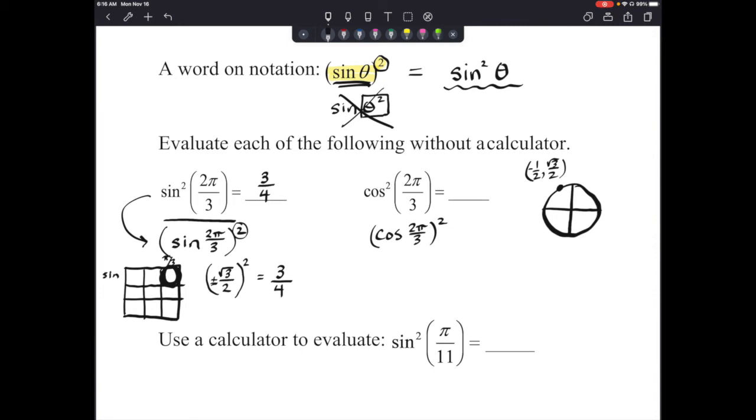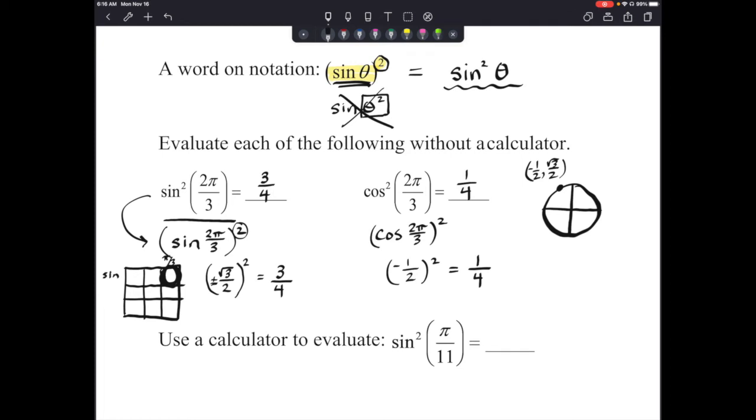So as we take this and we write it out, we're going to think of this being negative 1/2 squared. Well, negative 1 times negative 1 is going to give us positive 1, and then 2 squared is going to give us 4. So our value here is 1/4. So with these special angles, we can always do it without a calculator.